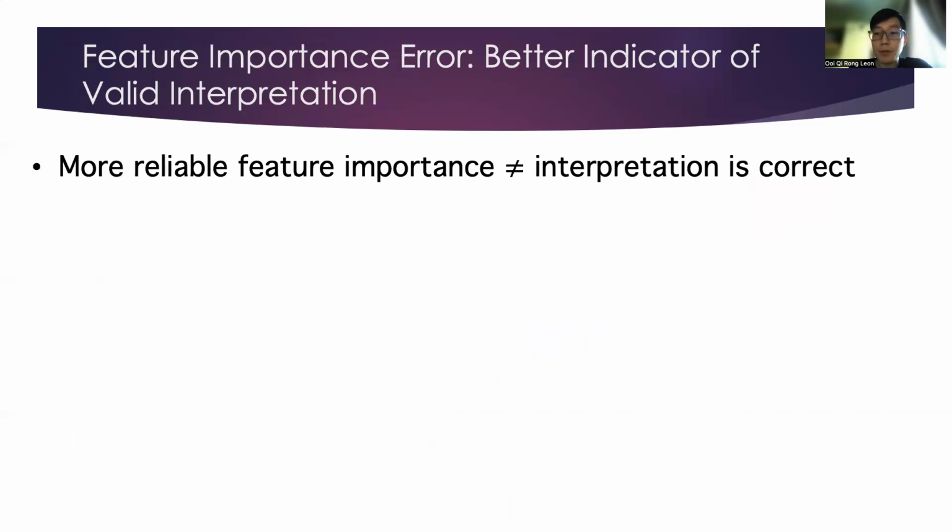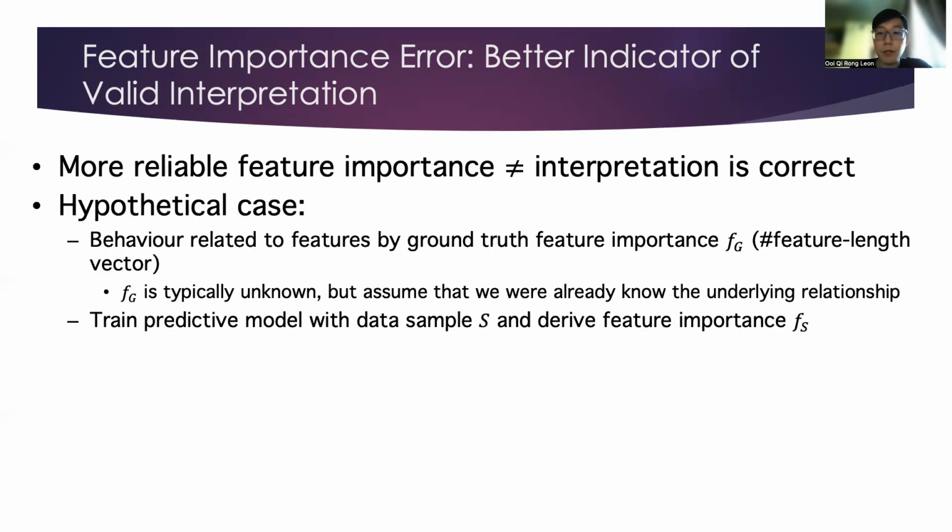But before I talk about the link between reliability and accuracy, I first want to argue that a model with more reliable feature importance does not mean that the interpretation is correct. We should rather be looking at the feature importance error. So what is feature importance error?